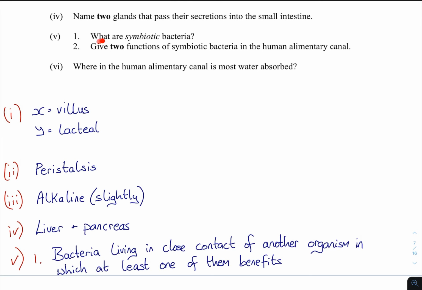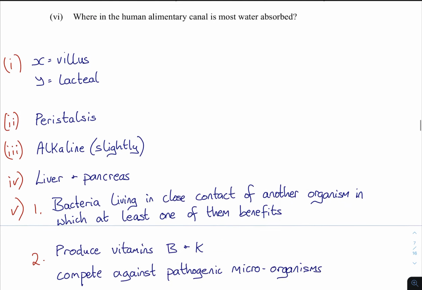So symbiotic bacteria live in close contact with another organism in which at least one of them benefits. So symbiotic anything is a living thing in close contact with another organism in which at least one of them benefits. Often they say actually, more in pre-paper questions than exam paper questions, an organism living in close contact with another organism of a different species in which at least one of them benefits. So that was more of a pre-paper question than an exam paper question, but nonetheless it's a good one to note. Two functions of the bacteria, we said that already, and where in the human alimentary canal is most water reabsorbed? We said that already, the large intestine.